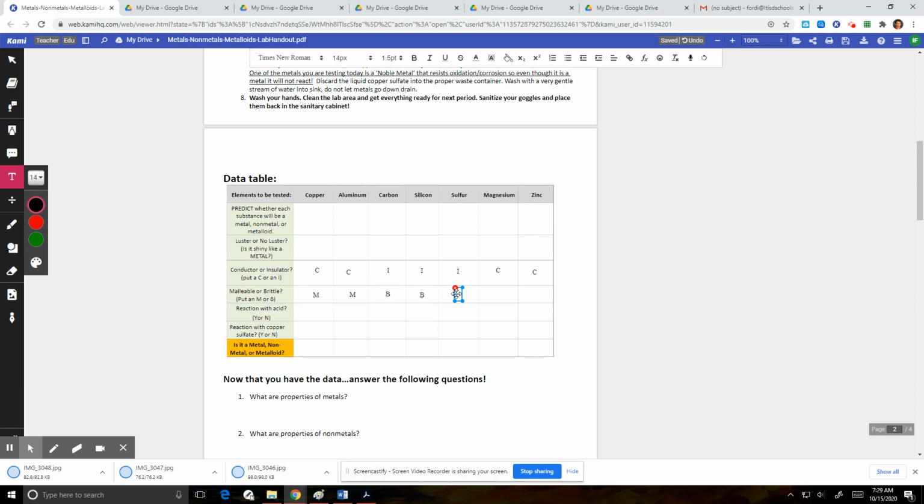Sulfur is also very brittle. Magnesium is malleable. You can actually bend that with your hands, and zinc is very malleable as well. You can hammer that into a sheet. So the next test that we're going to do is chemical reactions with the metals. We're going to react them with acid, and we're going to react them with a blue solution of copper sulfate.